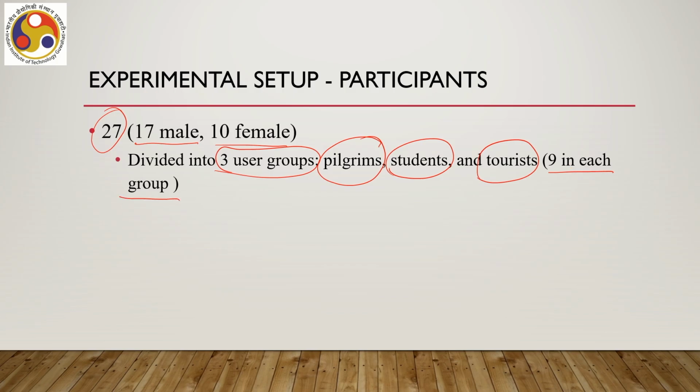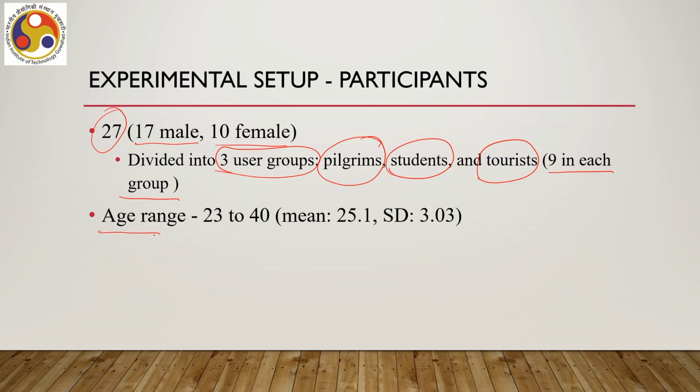While arranging the volunteers for participation in the experiment, we ensured that these participants had the characteristics of these 3 user categories, pilgrims, tourists and students, and correspondingly we divided them into 3 such groups, so that for each group we can carry out the evaluation.